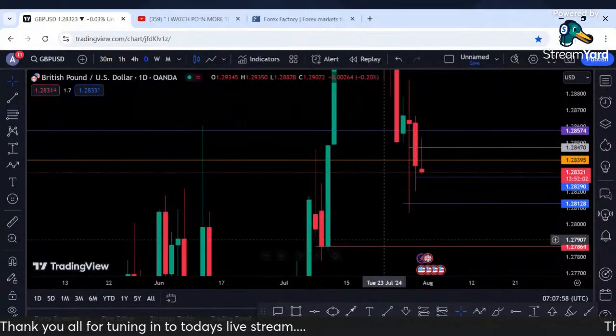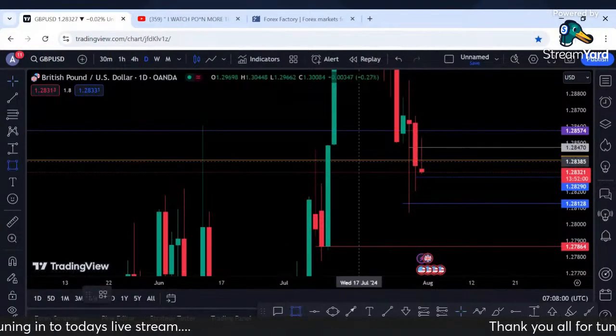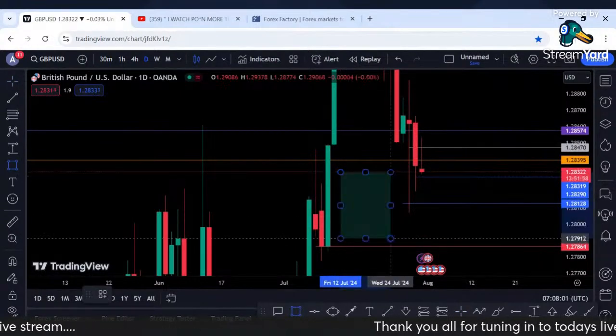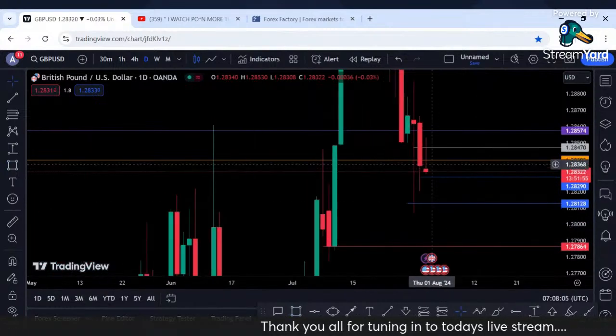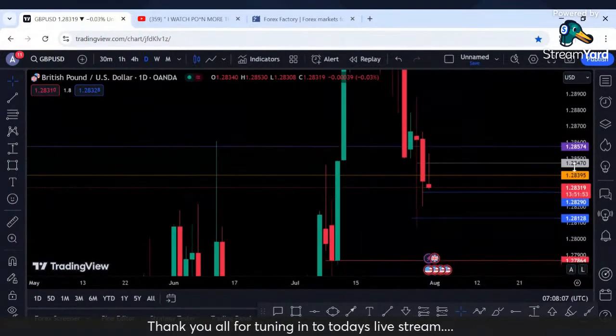It's a nice zone. Nice zone, by the way, this candle is closing.